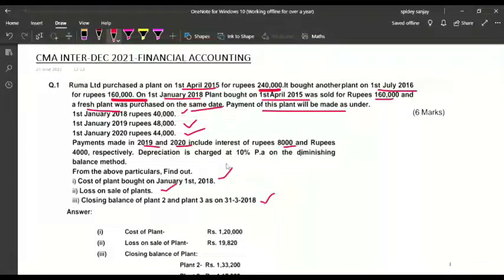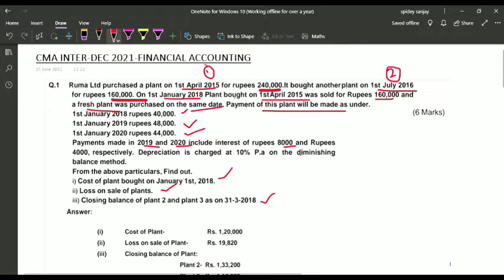So we are going to commence the sum. I'm going to read the sum as well as explain it to you. So here Ruma Limited is first purchasing plant 1 on 1st April 2015 for rupees 2,40,000, and the second plant on the 1st July 2016 for rupees 1,60,000.